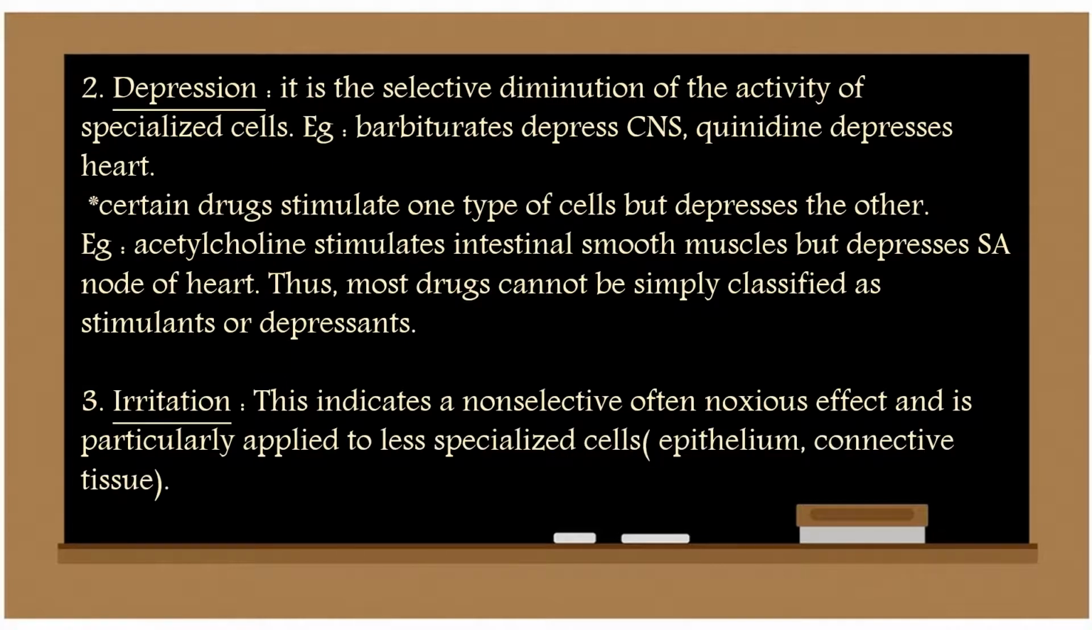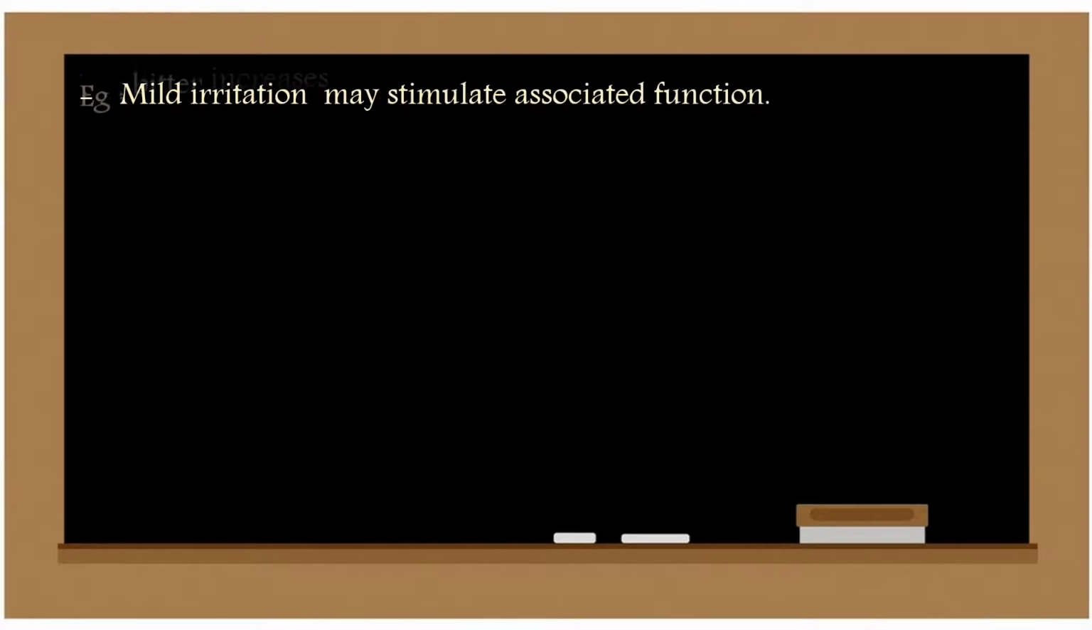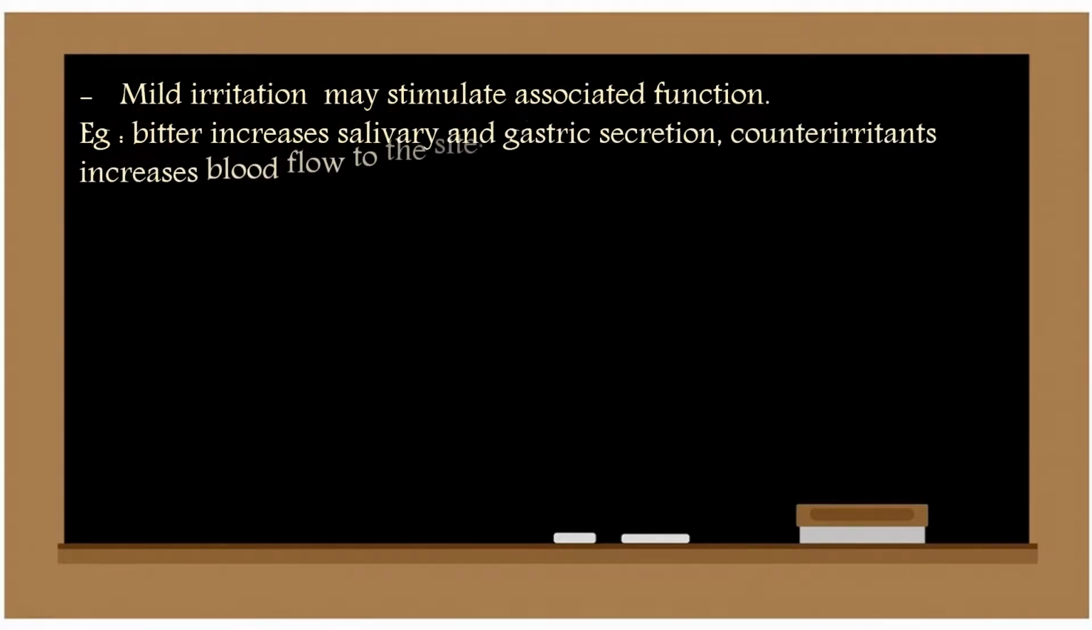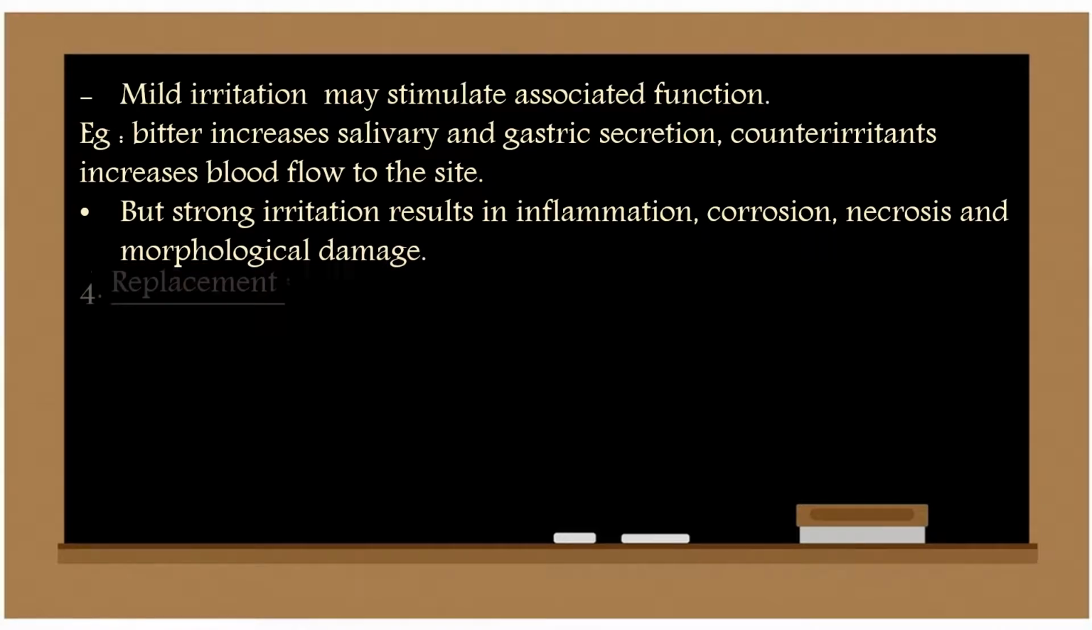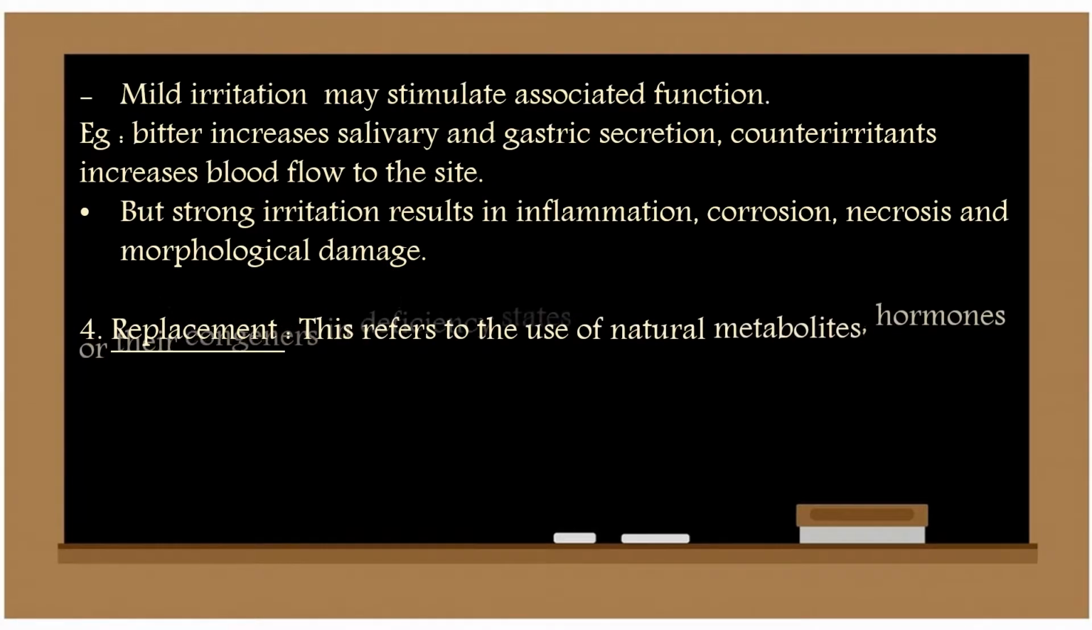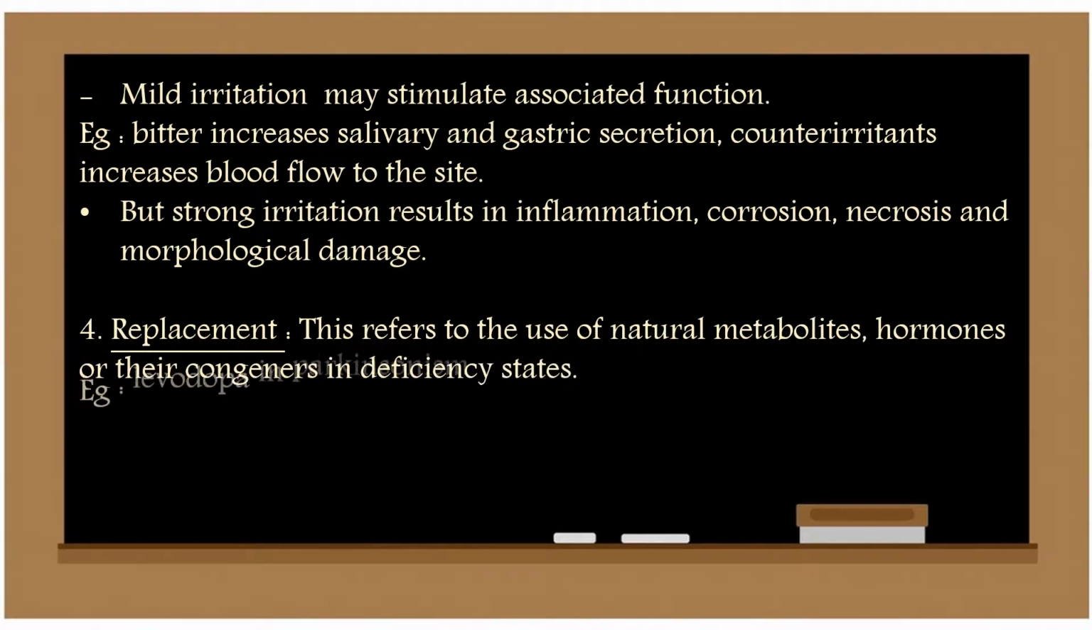Next drug action is through irritation. This indicates a non-selective and often noxious or unpleasant effect, and is particularly applied to less specialized cells like epithelium or connective tissues. Mild irritations may stimulate the associated function. For example, bitters increase salivary and therefore gastric secretion. Counter irritants also increase the blood flow to the site, but strong irritation results in inflammation, corrosion, necrosis, and morphological damage.